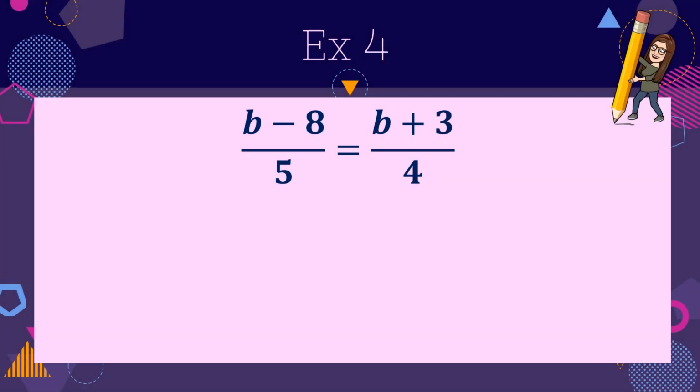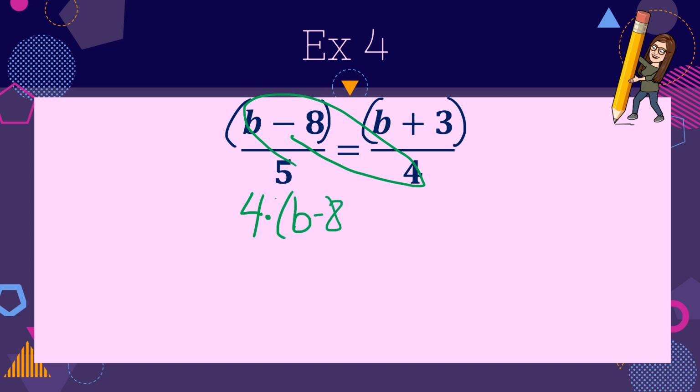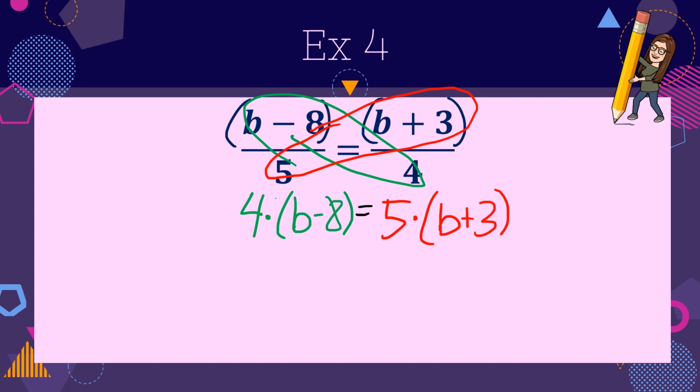Let's look at one more. We're going to use more of our 5 solving steps here. I see an expression on the left, so let's do parentheses. An expression on the right, parentheses. Let's start cross multiplying. I'm going to start off with 4 times (b minus 8) equals, let's look at our other cross product, 5 times (b plus 3).